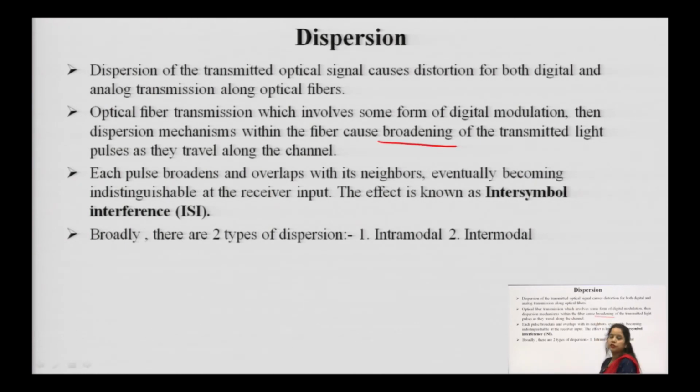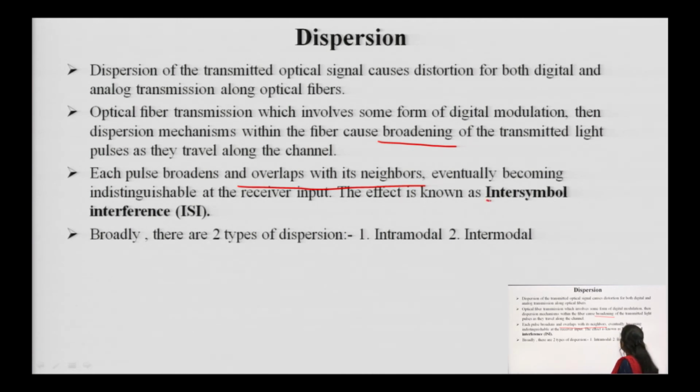That means whenever dispersion is involved, dispersion causes the broadening of the signal as it travels along the channel. If we go on increasing the distance between the transmitter end and the receiver end, the broadening goes on increasing. Each pulse broadens and overlaps with its neighbors, eventually becoming indistinguishable at the receiver input. What is happening? Each pulse broadens and gets overlapped with the adjacent pulse, and at the input terminal of the receiver end, it becomes difficult for us to distinguish between the two pulses because they overlap so much.